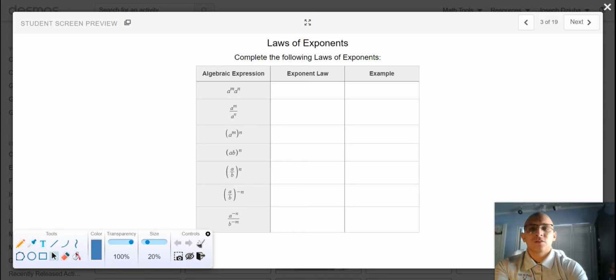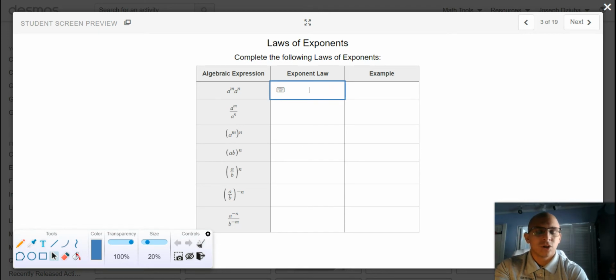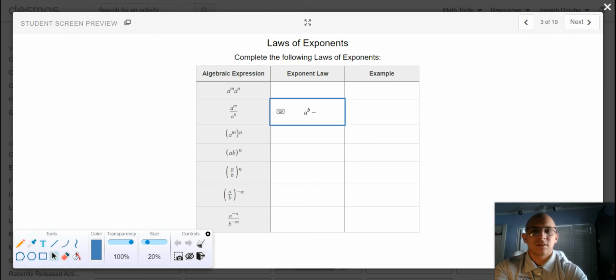For this screen, you're presented with an algebraic expression, and I'd like you to show me what you possibly remember. I'll do the second one because I prefer the rationals. a to the m divided by a to the n. We can see that we have identical bases here, which allows me to subtract. I need a parenthesis: m minus n. So it's a to the m minus n.